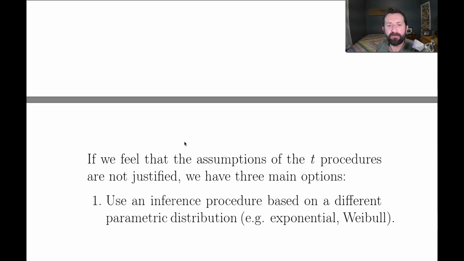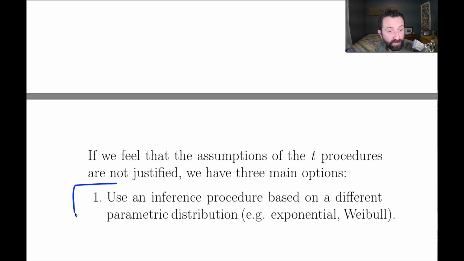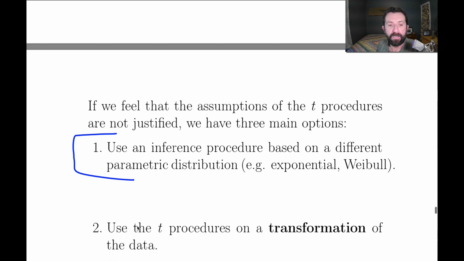What do we do if we feel that the assumptions are not justified? Three main things. Maybe we have an inference procedure based on a different parametric distribution that our data does seem to fit. Maybe our data seems to come from an exponential distribution or a Weibull distribution, or any one of the other distributions that actually fits our data and has a procedure for that particular distribution. We have some of those. Maybe we're lucky. Maybe it's not normal, but we can do similar things for other distributions.